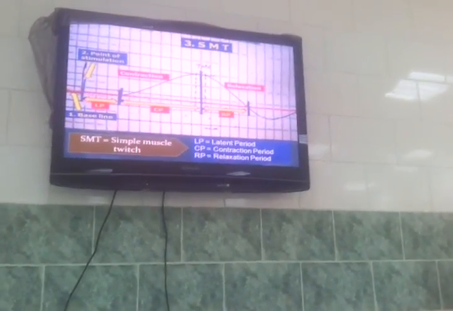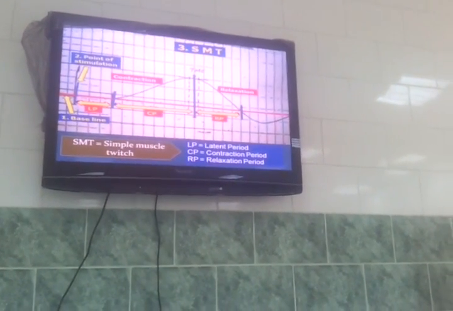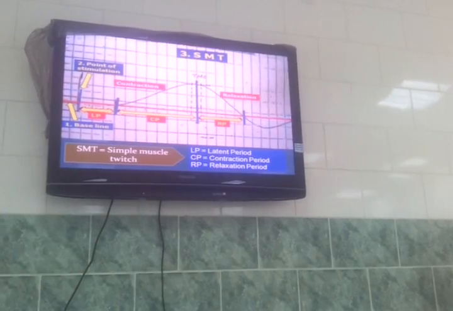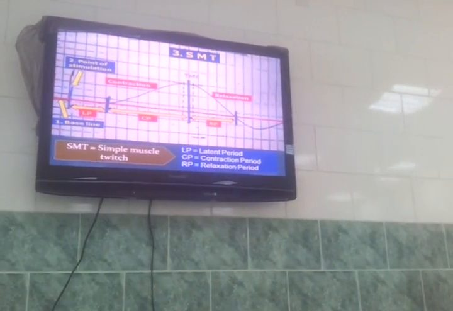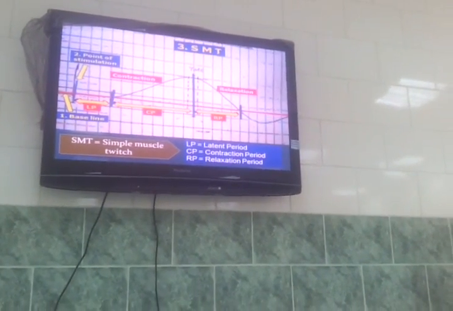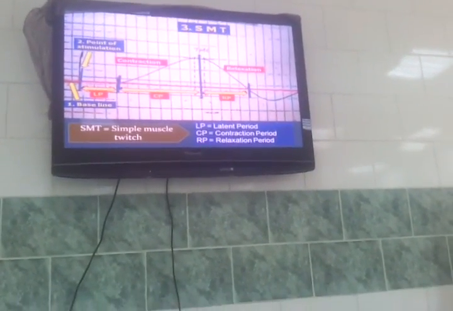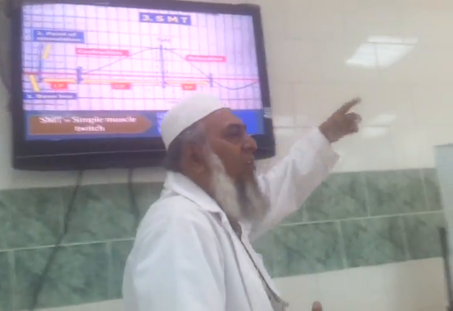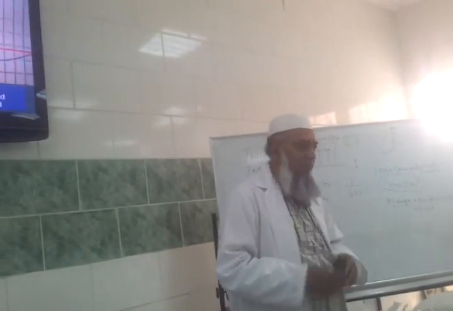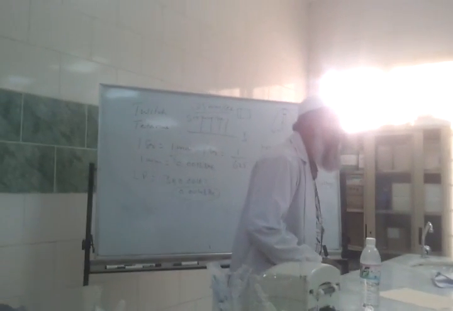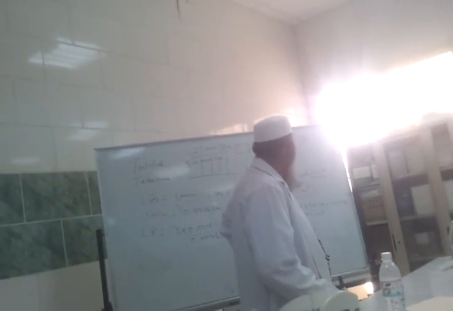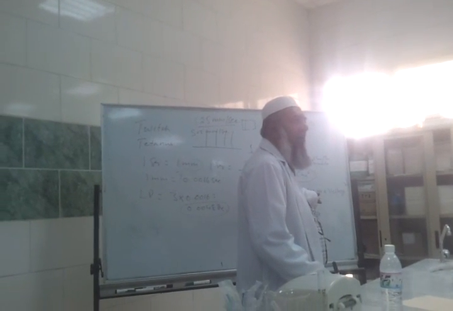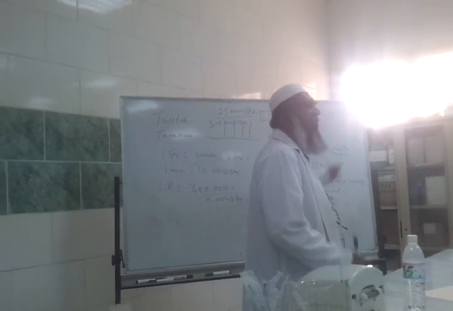Remember that twitch height will always be larger, twitch peak duration will be smaller. Unit of twitch height, millimeter, centimeter, whatever. If it is a very big height, you can convert it in centimeters or otherwise in millimeters. Between muscle length and twitch height. This is the length of the muscle.